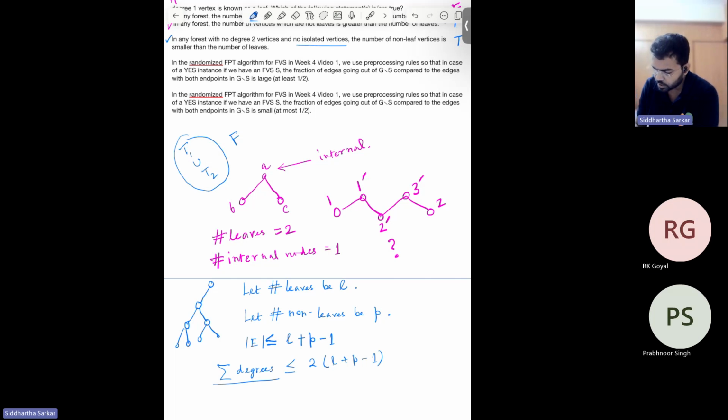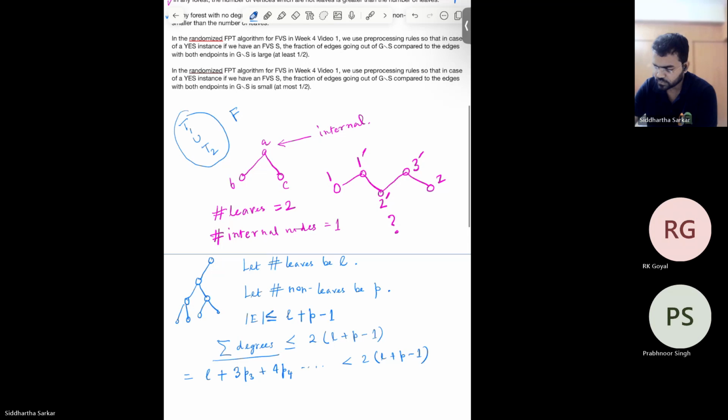So the sum of degrees can be written as follows. All the leaves will contribute exactly one to the sum of degrees, so we can say L, plus the rest of the vertices will contribute. Let us say there are P3 3-degree vertices, P4 4-degree vertices, and so on. But overall, the sum of degrees is going to be at most 2 times L plus P minus 1.